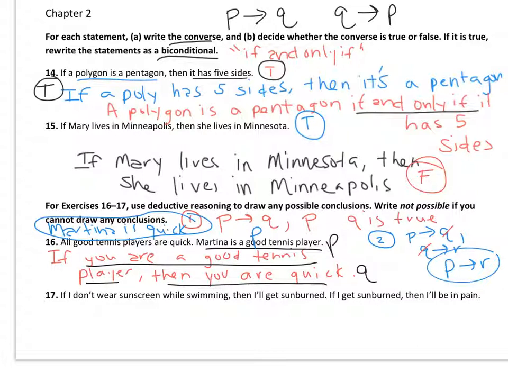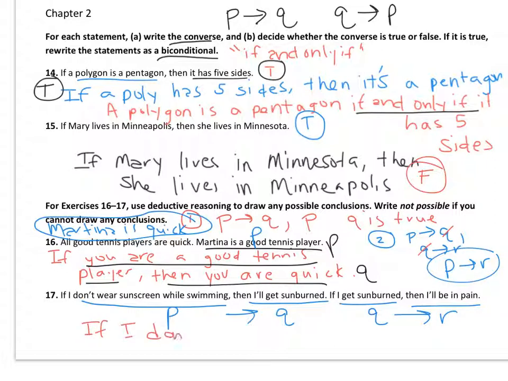Okay, number 17. If I don't wear sunscreen while swimming, P, then I'll get sunburn, Q. If I get sunburn, Q, then I'll be in pain, R. So you have P implies Q and Q implies R. So you can use the law of syllogism and write, if I don't wear sunscreen while swimming, but I'm just going to shorten it, I'll be in pain. So I wrote down P implies R.